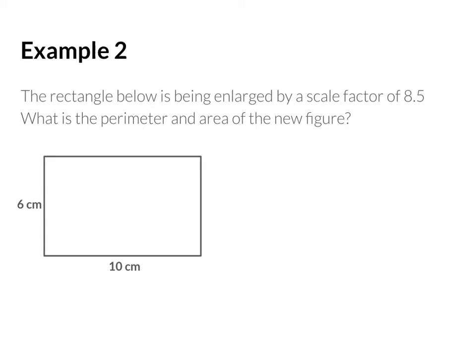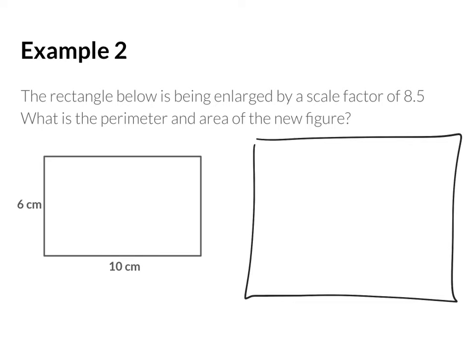For example 2, we have a rectangle that's being enlarged by a scale factor of 8.5. Now, I did not leave much room for an enlargement here. Oh, that is not pretty. So we'll have to make do. It's being enlarged by a scale factor of 8.5. 8.5 is what I multiply each of the sides by, giving me new dimensions of 51 centimeters and 85 centimeters.